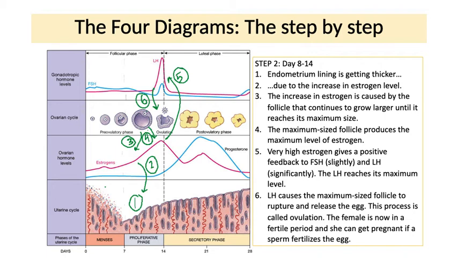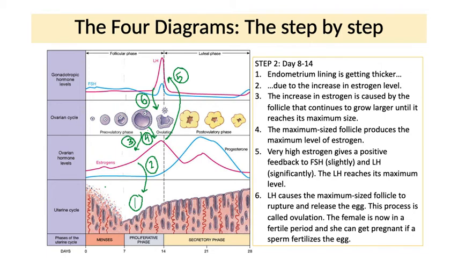Now with number five, it is a very interesting phenomenon that now is no longer a negative feedback, but it becomes a positive feedback. Very high estrogens will cause the FSH to increase slightly, and the next hormone that we haven't talked about, the LH in the pituitary, will significantly increase. This is a form of positive feedback.